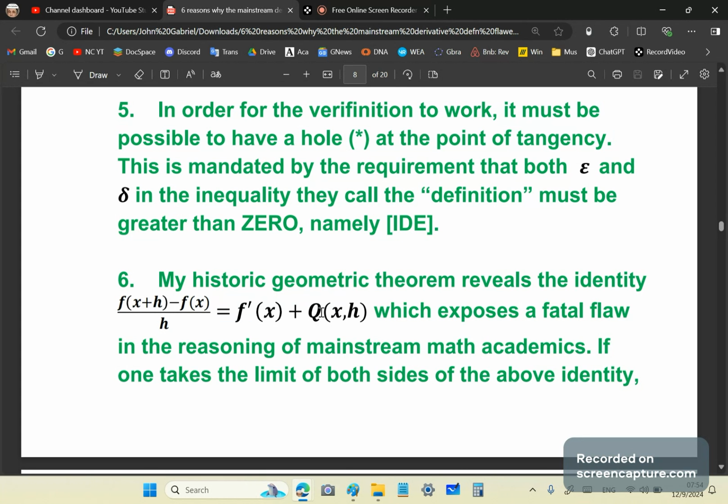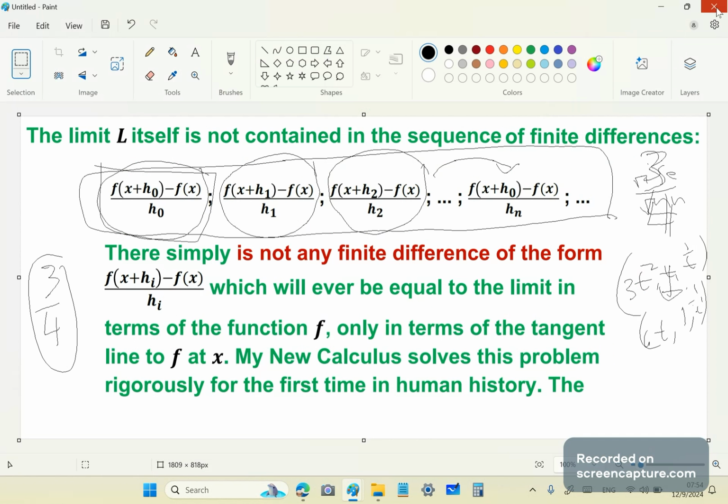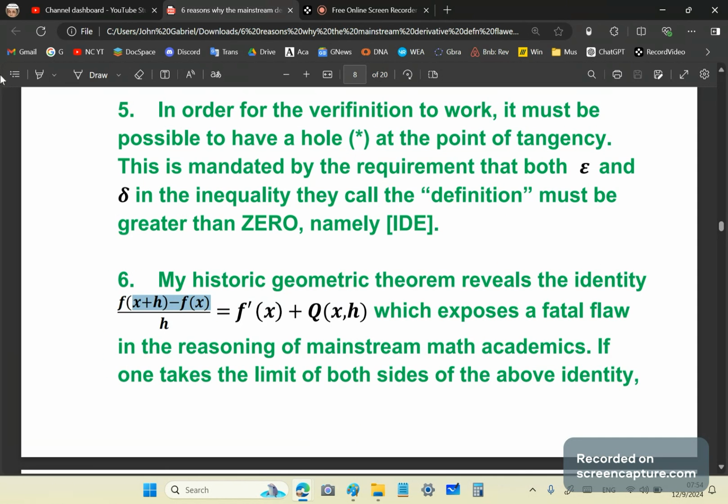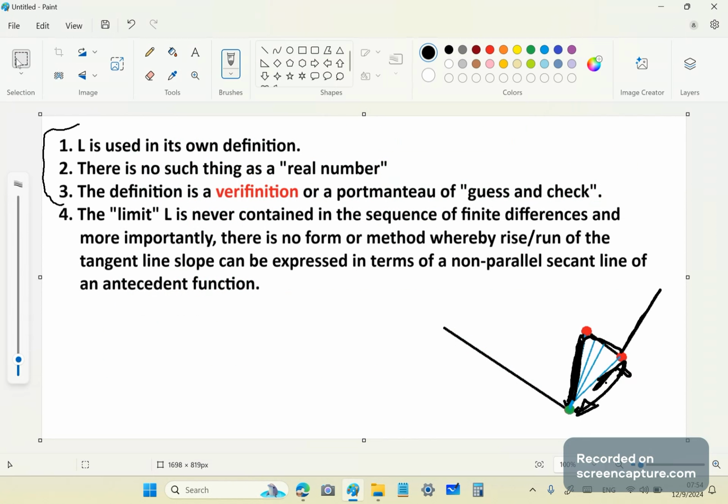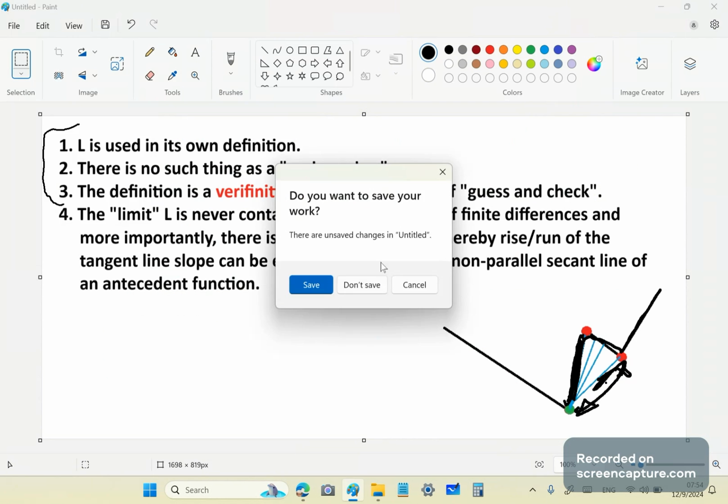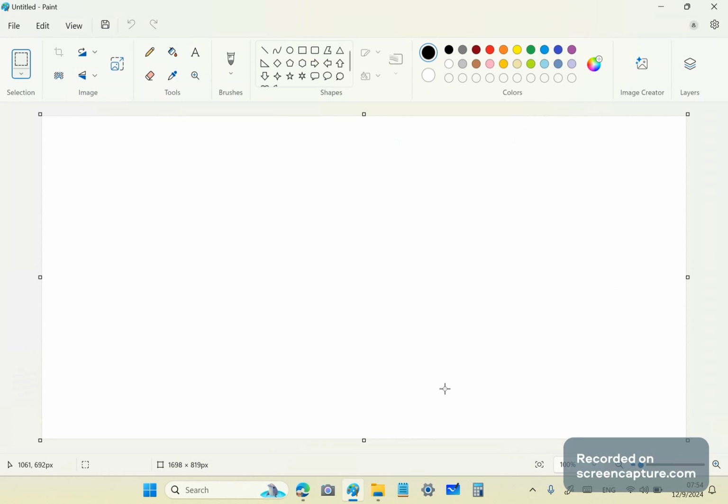This here, all these values here are constants. They do not change. Okay, so for a given non-parallel secant line, for any given non-parallel secant line, let's just come back over here and clean this out. Don't save, and let's just get a new paintbrush.